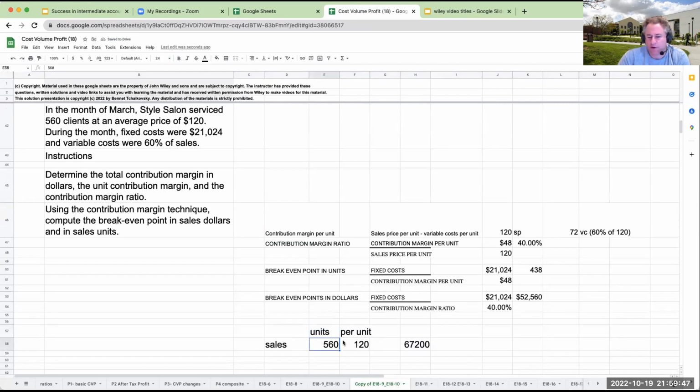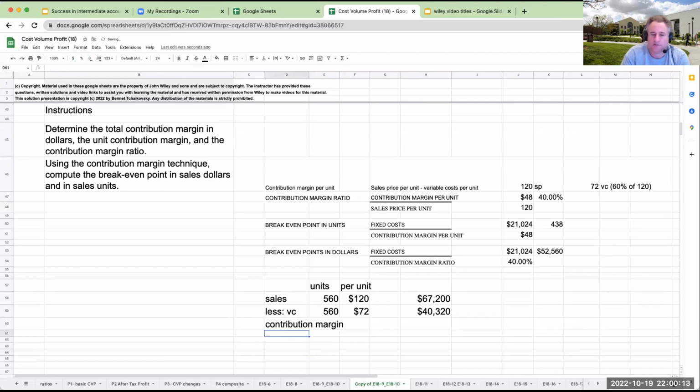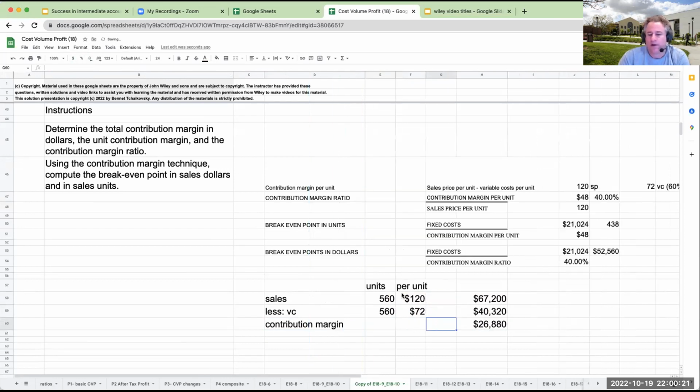My per unit sales price, right over here, gives me 67,200, less my variable costs. By whatever I sell in terms of units, my variable cost per unit is $72 per unit, or 60% of my sales price. So my variable costs are a total of 40,320. So my contribution margin in terms of my sales dollars is going to be 26,880.